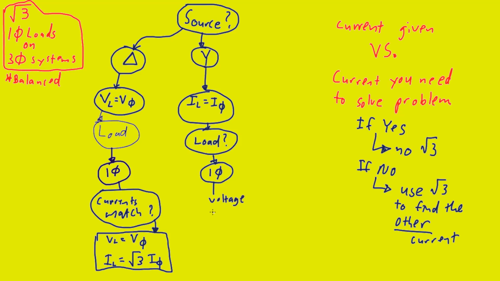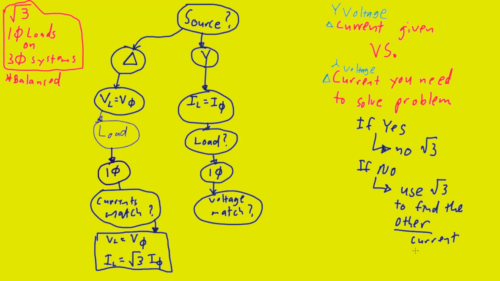Same issue. Is the voltage supplied in the problem line voltage? And if so, if the load is connected line to line, then there is no need to use the root 3. As you saw before, we were questioning whether the current given is the current you need. Now we are questioning whether the voltage given is the voltage you need to solve the problem. So really, if you see the distinction between our two sources here, it's one we're sure of the current, the other we're sure of the voltage. And the same consequence applies.